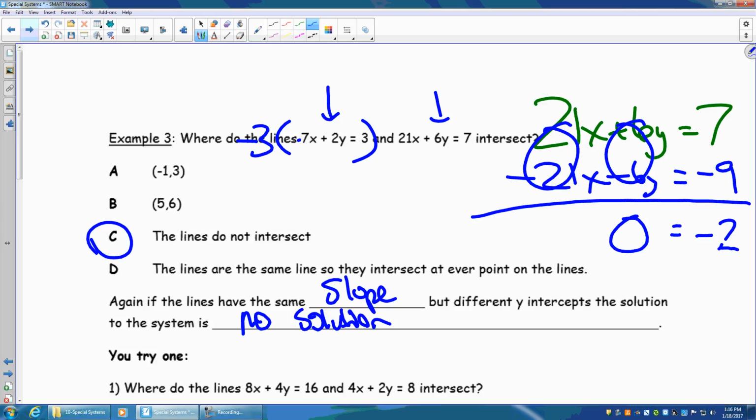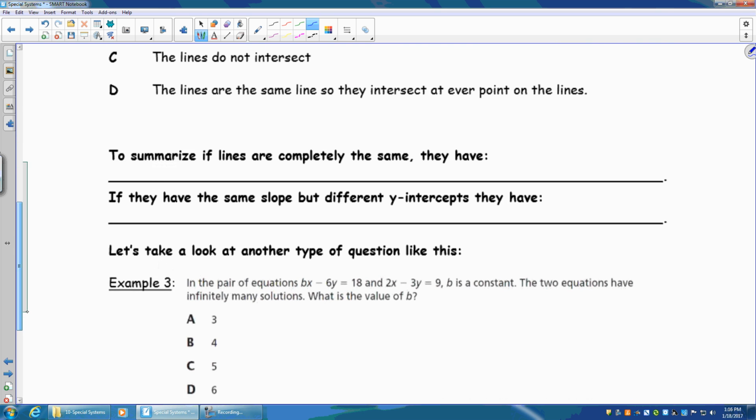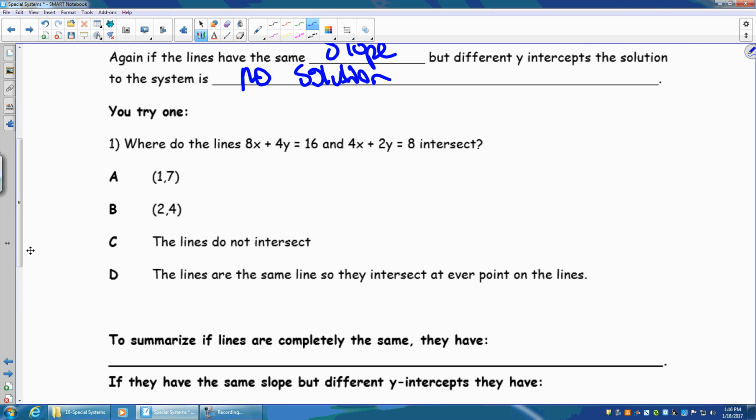So I have one for you guys to try here. Please try that. Pause the video and then unpause it when you are good. All right, hopefully that was enough time.